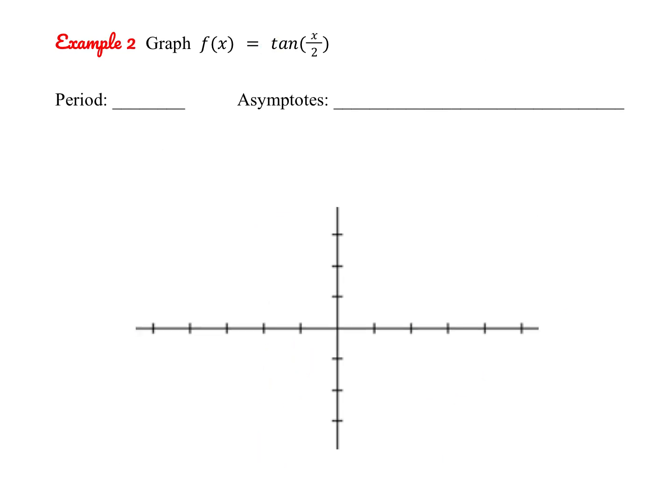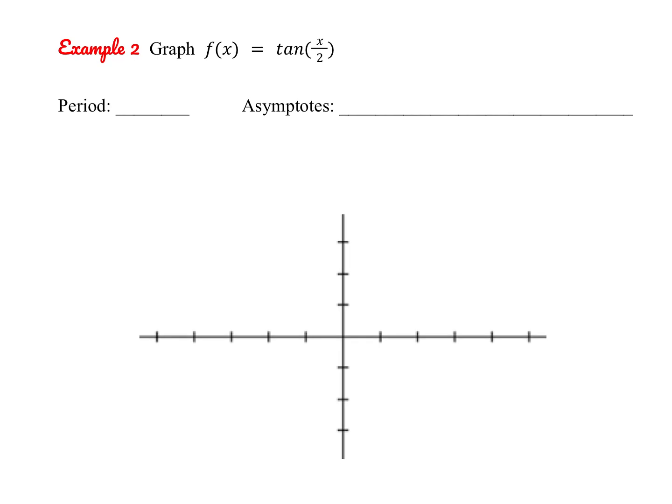All right, let's try another one together. So here I do see a b value. The b value is 1/2. So that's going to be a horizontal stretch by a factor of 2, which is also going to affect our period. So remember, for the period, we do pi divided by b, and pi divided by 1/2. Well, dividing by 1/2 is just multiplying by 2. So our period is 2 pi.